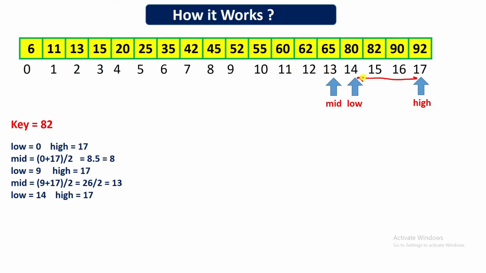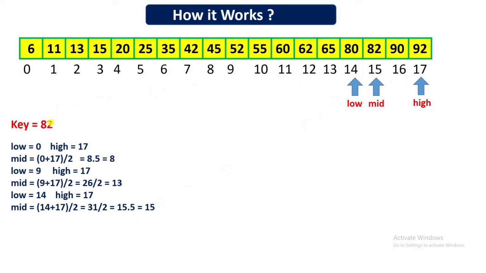Now you will search your number between 14, 15, 16 and 17 using again the binary search. So binary search says again, find the midpoint of this new range. So you will do 14 plus 17 by 2, which is basically 15 if you take the integer part. So that means this 15 is your new midpoint.